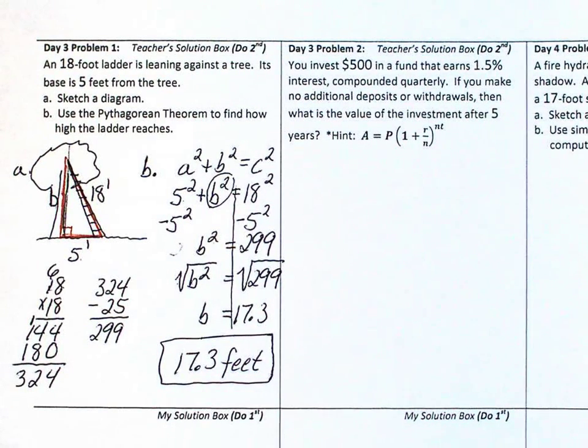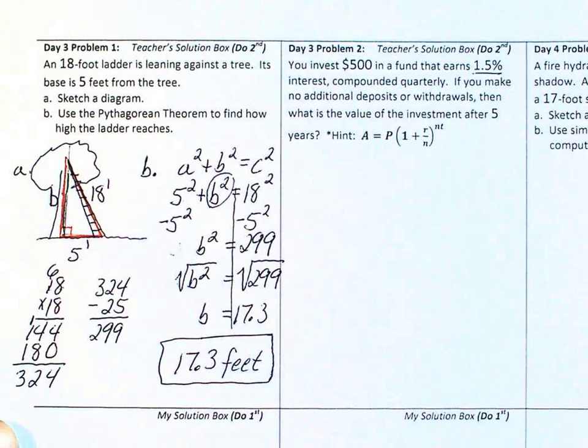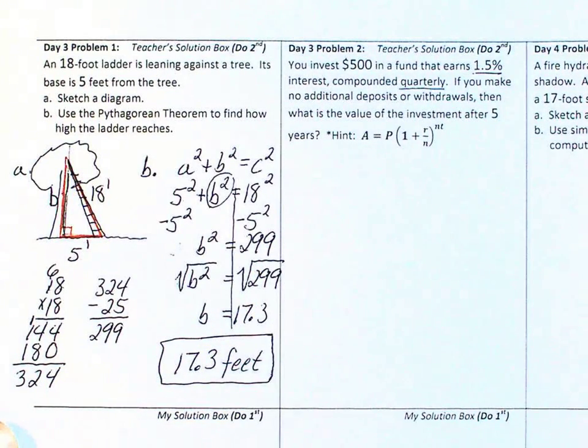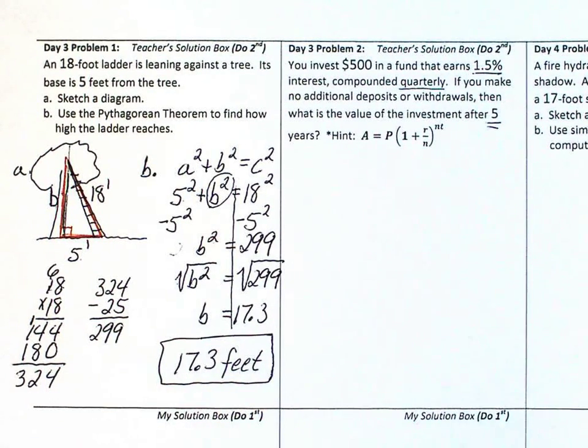Now, day 3, problem 2. You invest $500 in a fund that earns 1.5% interest compounded quarterly. If you make no additional deposits or withdraw anything from the account, then what is the value of the investment after 5 years? So we put $500 into an account, into an investment fund.